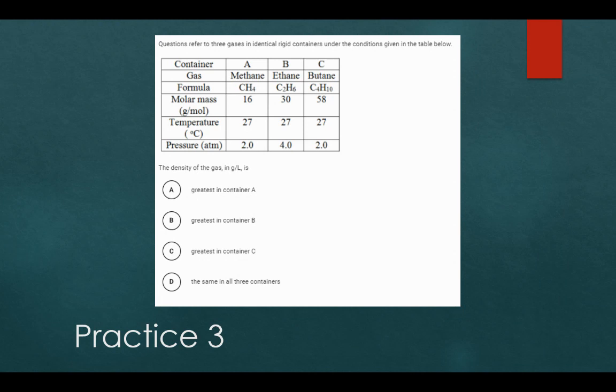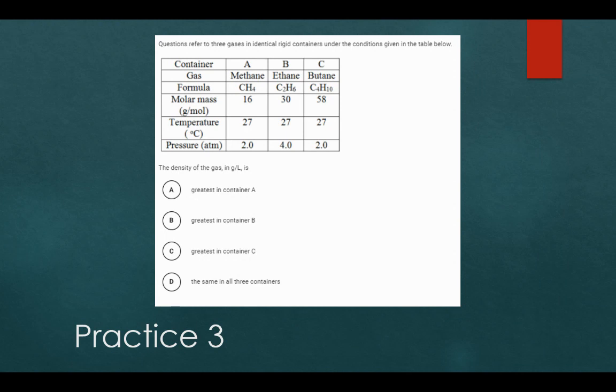This question refers to 3 gases in identical rigid containers under the conditions given in the table below. So here you have our containers, our gas, our formula for those gases, the molar mass, the temperature, and the pressure. The density of the gas in grams per liter is greatest in container A, greatest in container B, greatest in container C, or the same in all 3 containers.